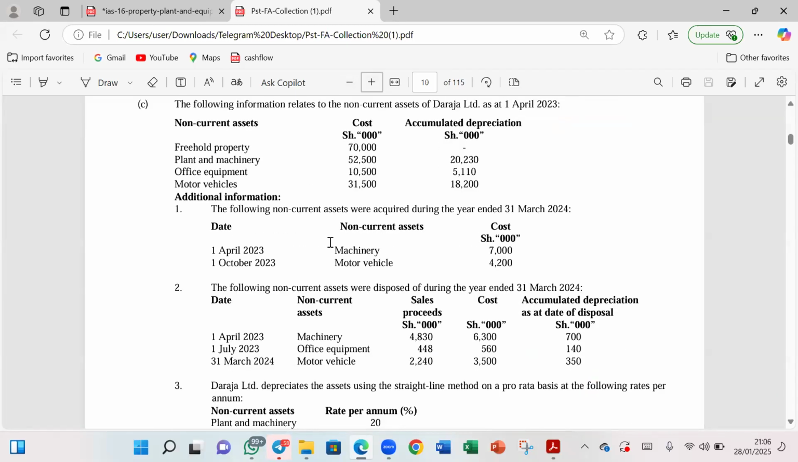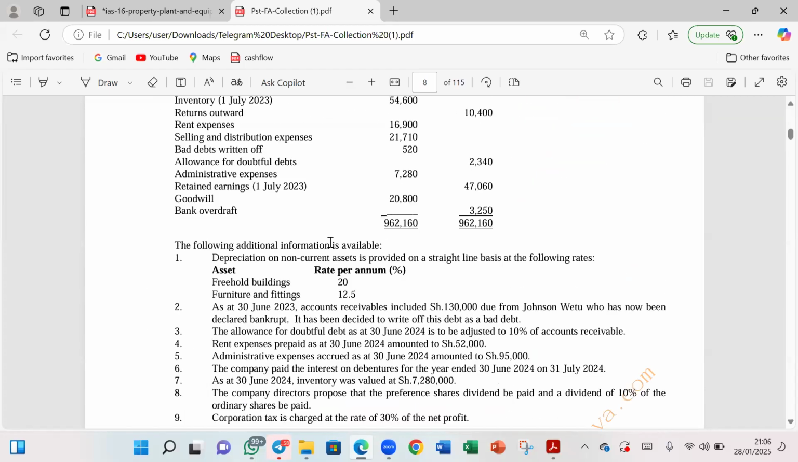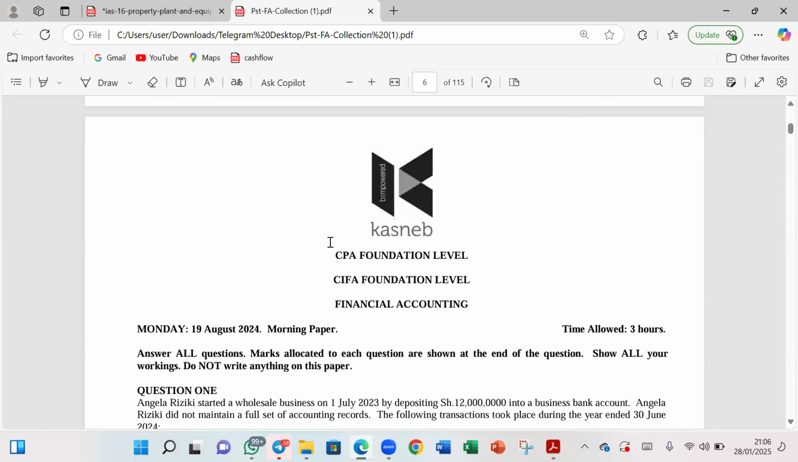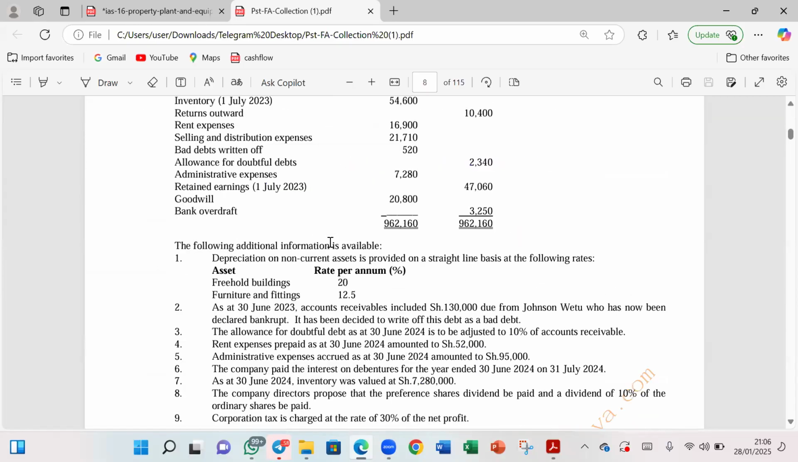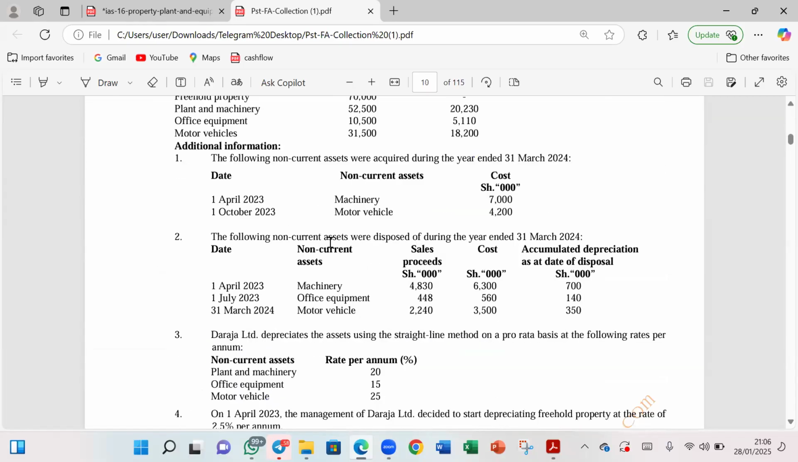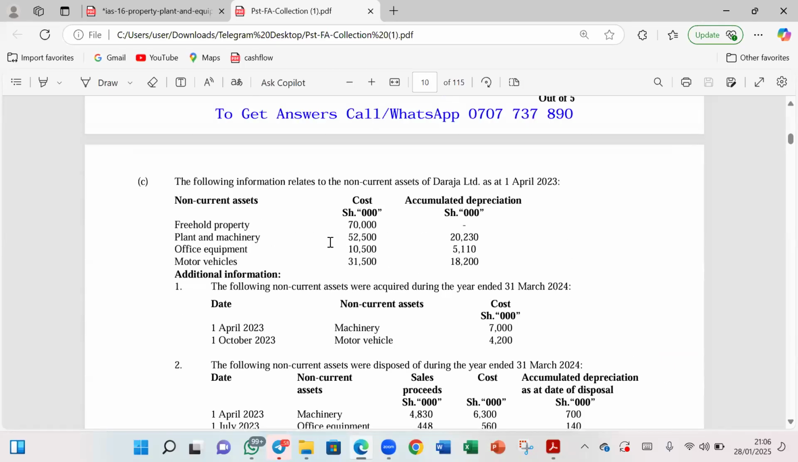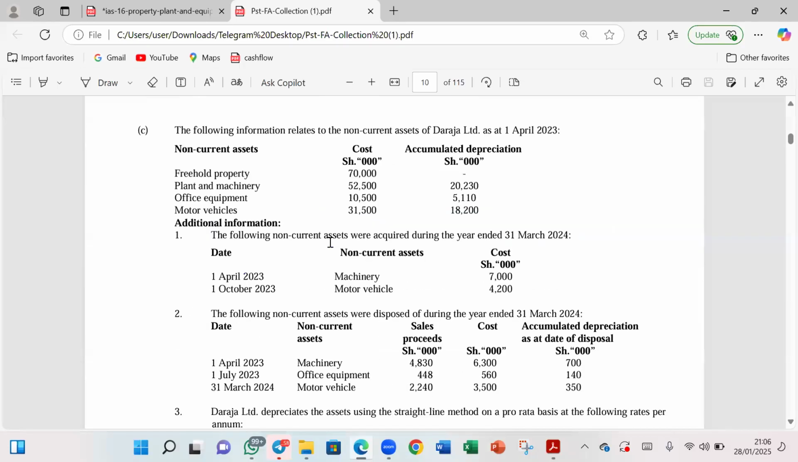Now, ukiangalia swali anasema, this question is for which sitting? Let me tell you which sitting this is. This is the question that we shall meet tomorrow. That is August 2024. Question number 5C. The question reads: the following information relates to the non-current asset of Daraja Ltd as at 1st April 2023.